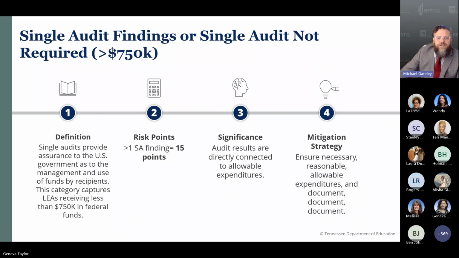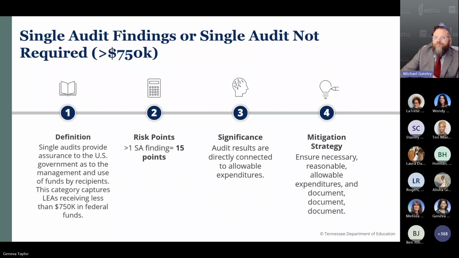To mitigate, ensure that all spending is necessary, reasonable, and allowable. You can look at your EDGAR books or ecfr.gov to figure out what necessary, reasonable, and allocable mean. They define them there, and make sure that you document. Anytime money is spent, we should be documenting how it was spent and then keeping all the associated documentation on the different elements there.